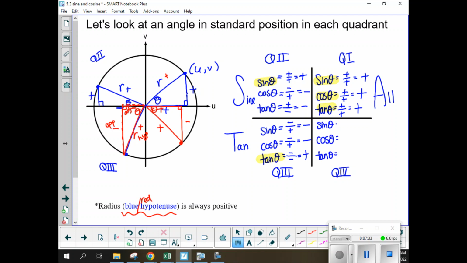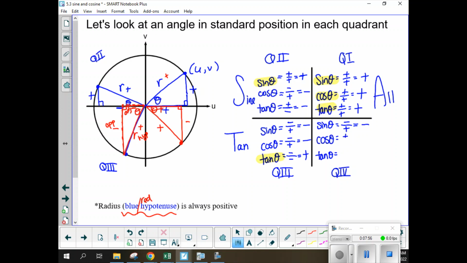Now, can I mention, we're hoping to do this one time only. We do not have to think about this every time. We're putting in the work so that we can sort of just make a broad statement about what is positive and negative where. So in this one, we've got sine, opposite over hypotenuse, we have a negative over a positive, which results in a negative.